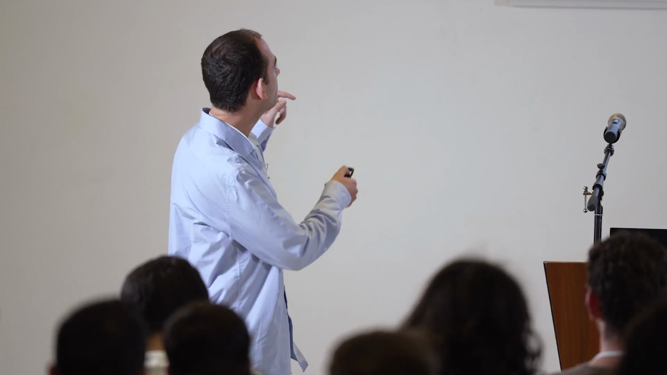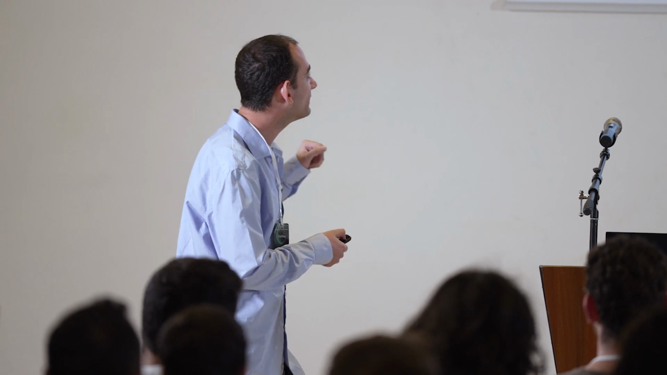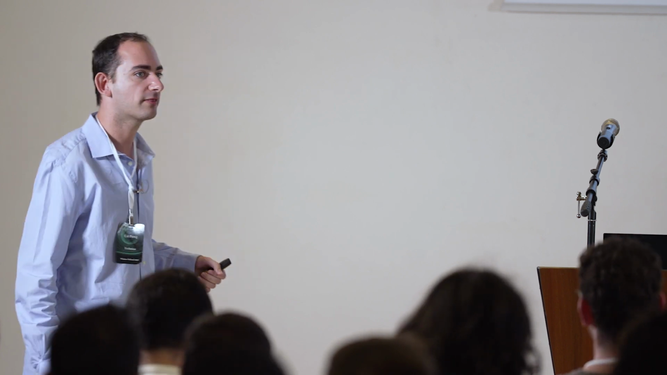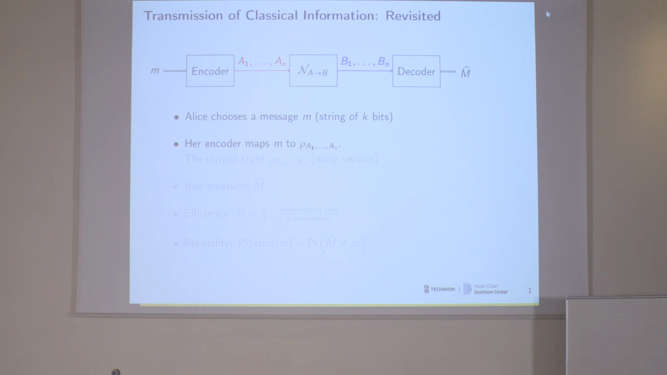Okay, so we have a classical message, M, that consists of k bits. The encoder maps these bits to a joint state of the input systems A1 through An. Each one of them goes through this noisy quantum channel N from A to B. And then at the output, we have a noisy version. Now, Bob would like to estimate the original message. So he performs a measurement. The measurement outcome is M hat.